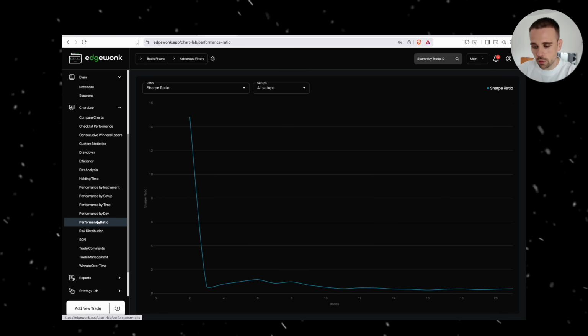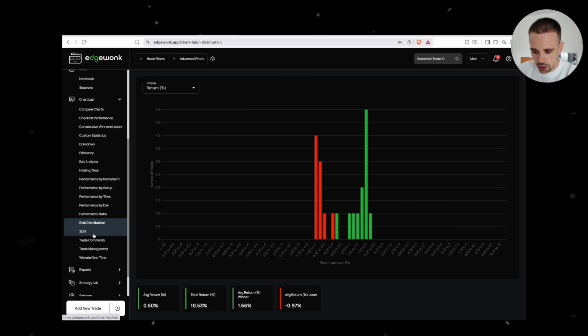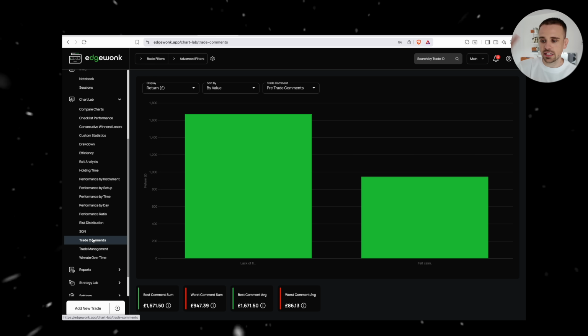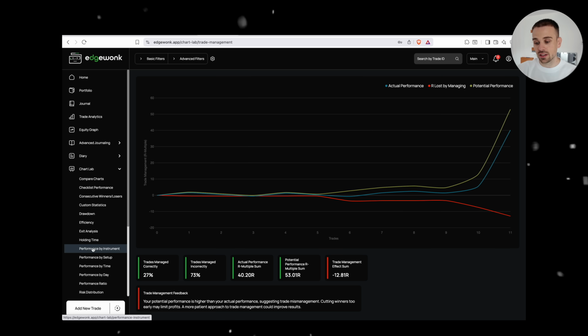Obviously, you've got performance ratios, you've got your risk distributions, there's different trade comments based on metrics, you've got your trade management. This is one of the most important things. I've actually been talking about this in Discord for ages. Your actual performance versus your potential.